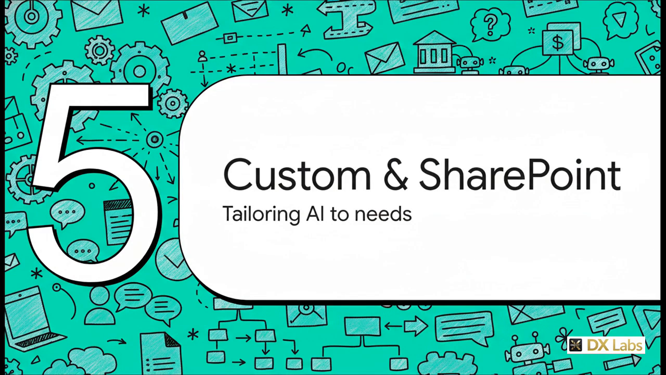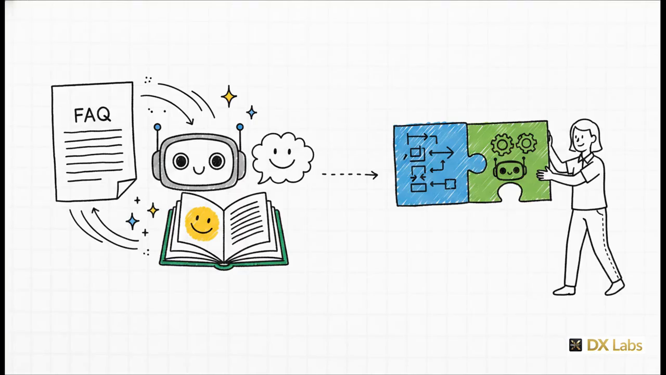Section 5. Custom and SharePoint agents, tailoring AI to organizational needs. Okay, what if you could turn a static, boring HR cheat sheet into an interactive, talking manual? Well, business users can do exactly that with Copilot Studio. Without any programming experience at all, they can build simple, no-code bots. A marketing coordinator might build a Q&A bot for branding guidelines, or a finance lead might build an agent to guide users through an expense checklist, which totally removes those repetitive "how do I" support tickets.